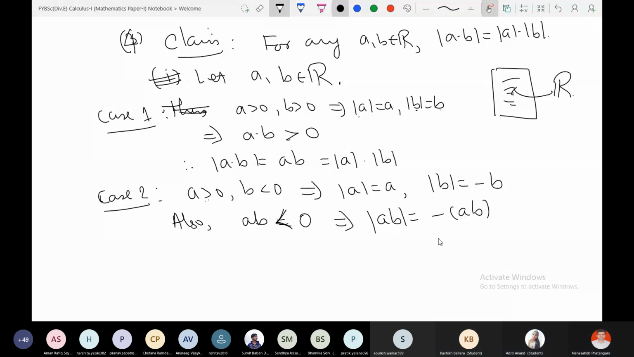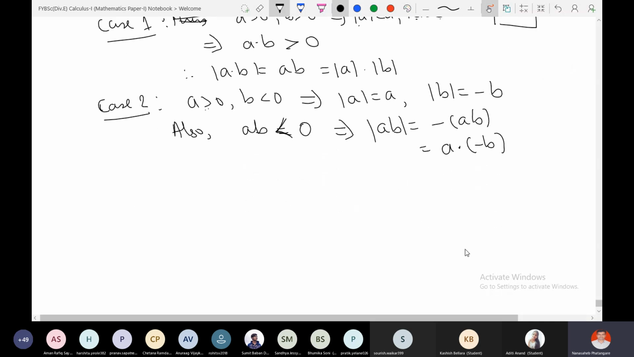Very good. But I can write it as A into minus B. I am allowed to write this, right? By our previous discussions. Correct? But what is A? A is the absolute value of A because A was positive. What is minus B? Minus B was the absolute value of B because B was negative. So again, the absolute value of AB is equal to the absolute value of A into the absolute value of B. Am I right?